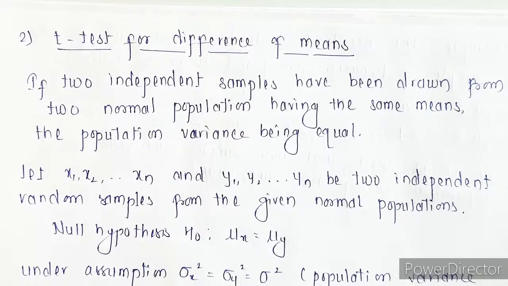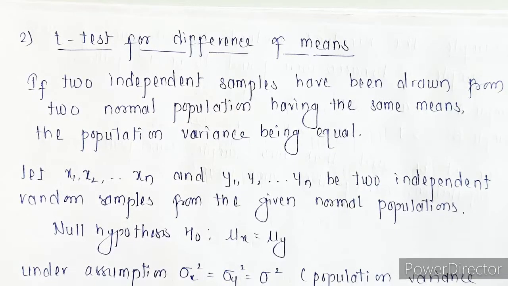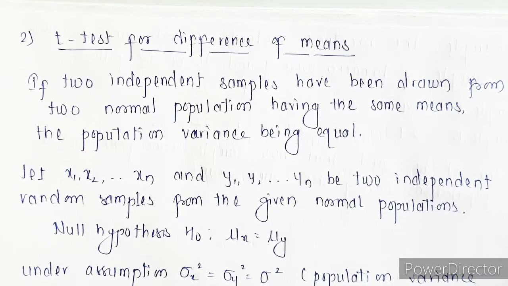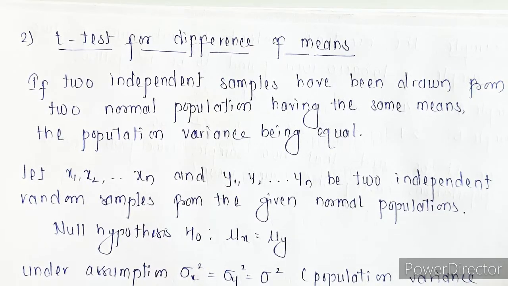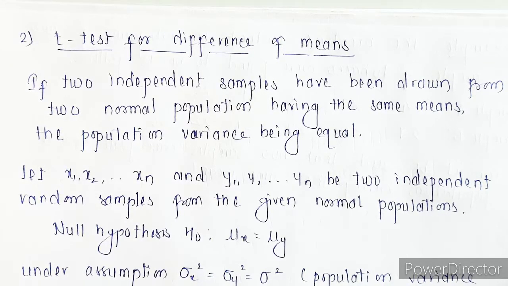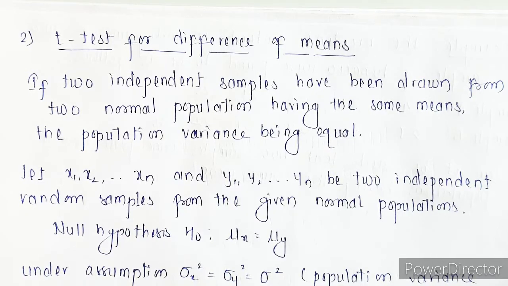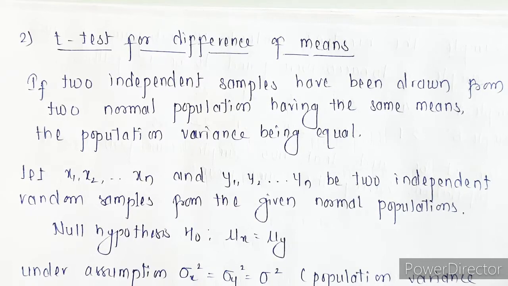The next test is the t-test for difference of means. Now suppose we have two different normal populations with the same mean and the same variance. Suppose we need to check that the means of both populations are equal. We are going to draw some samples, and based on the samples we will use the t-test for difference of means.